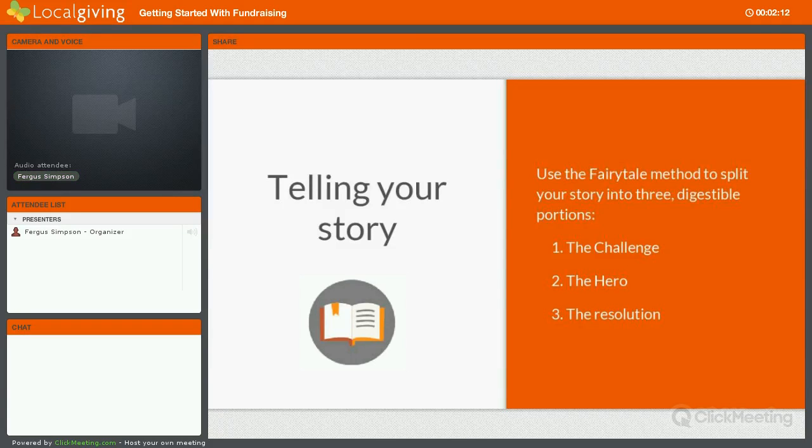So the challenge is whatever your charity has been set up for. The hero is your charity, but more specifically the activities and programs that your charity undertakes. And the resolution is the effect, the positive effect that that's had on the community.